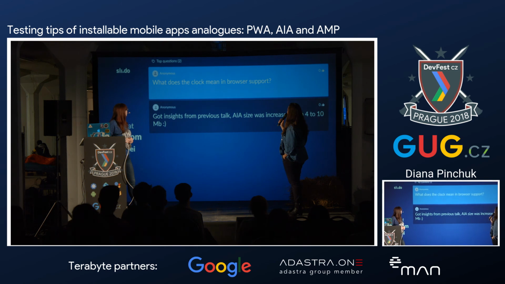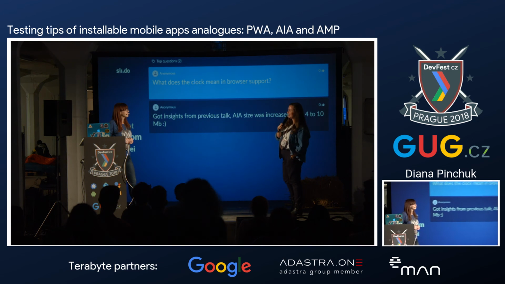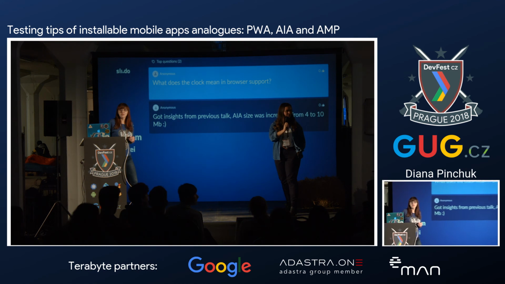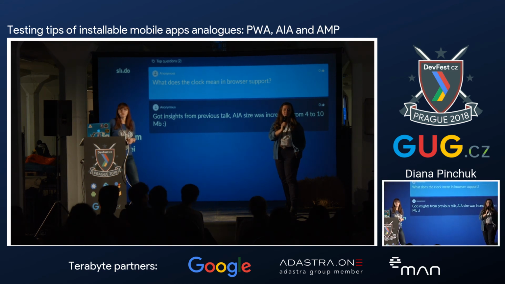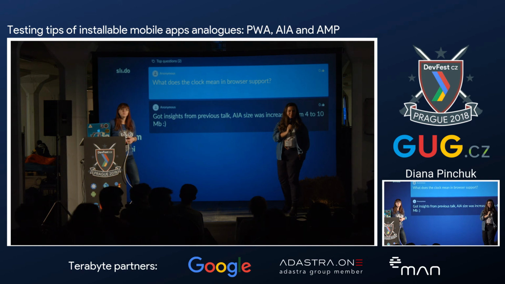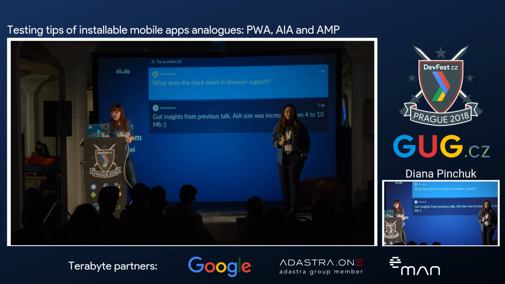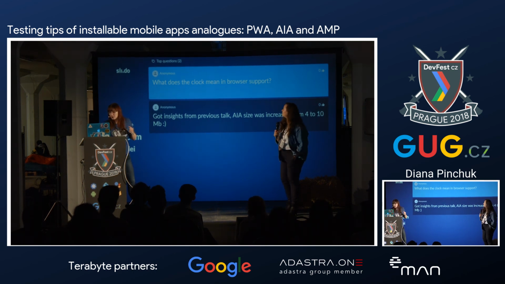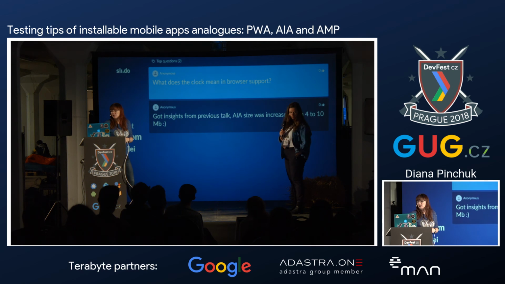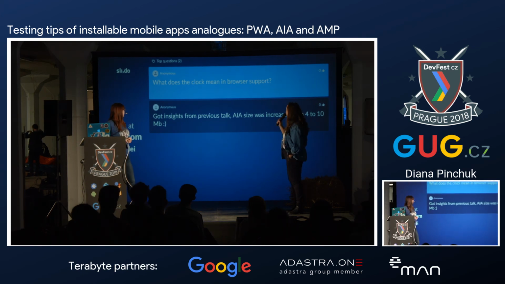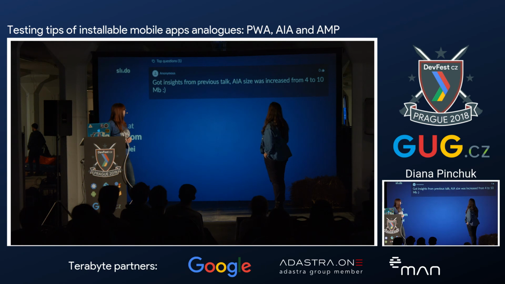What does the clock mean in browser support? The clock? Do we have a person here that can reframe the question? Because I need maybe an example. Haven't noticed it. Sorry. Yes, sorry. It means that the feature is in development right now, that it's planned to be released, but we don't know when exactly. Okay. And the last one, good insights from previous talks, AIA size.